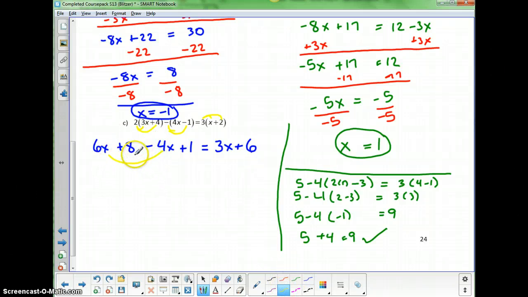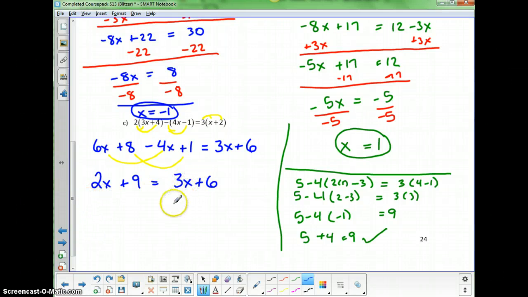We've got some like terms with our x's and some like terms with our constants. 6x minus 4x is 2x, and 8 plus 1 is 9. Then we've got 3x plus 6 on the other side still. Now we are ready to use the addition property to move the x's to the same side. So we can move the 2x or the 3x.